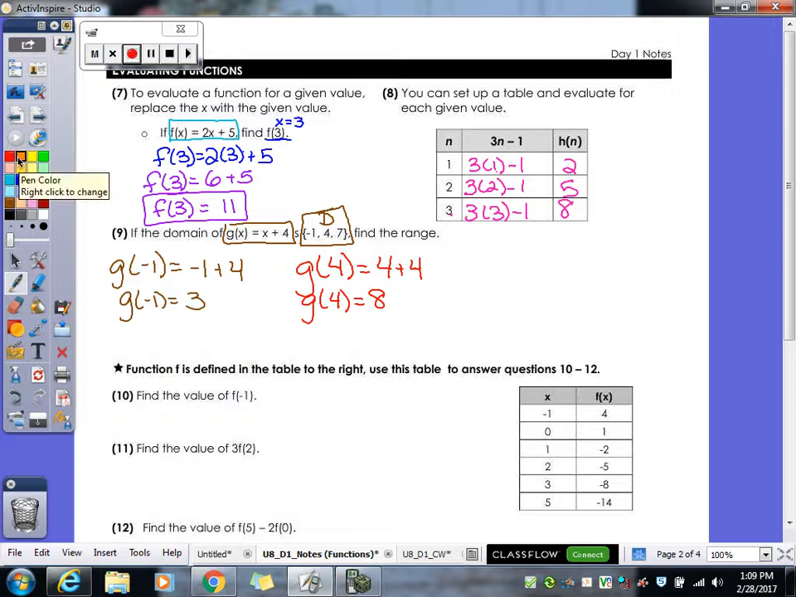And then what are we going to plug in for the last one? 7. So now we're going to plug in a 7. G of 7 equals 7 plus 4.